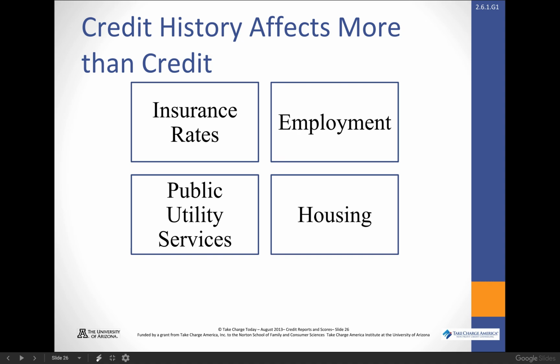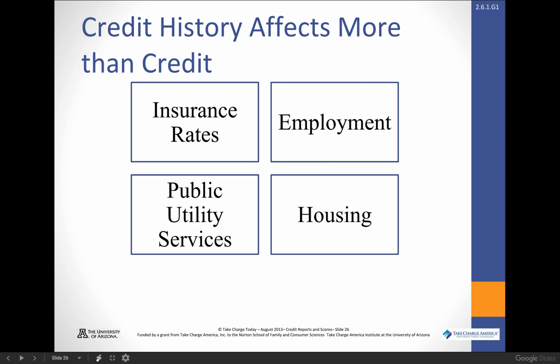It's not just going to affect your credit interest rates, because they do look at your credit history for a lot of different pieces of your life. So whenever you're going to get insurance, whether that be home insurance, auto insurance, they're going to look at your credit history a lot of the times. And again, that's going to change what your rates are, how much you actually have to pay.